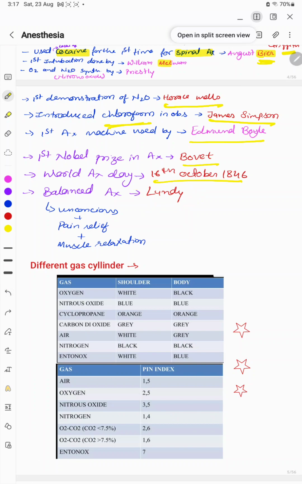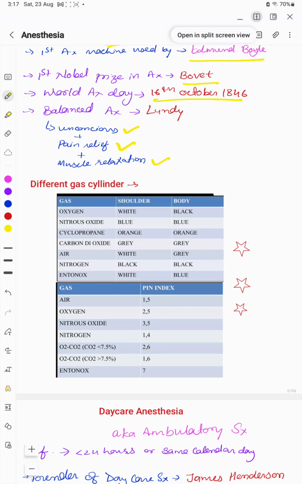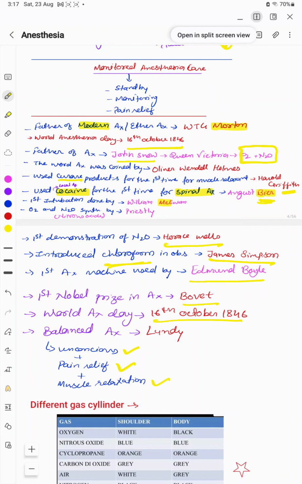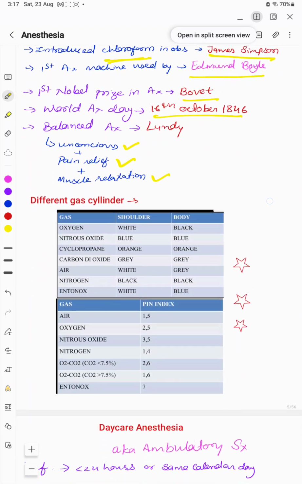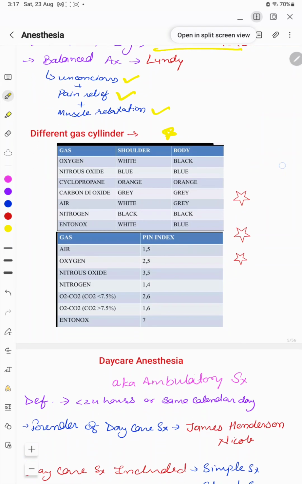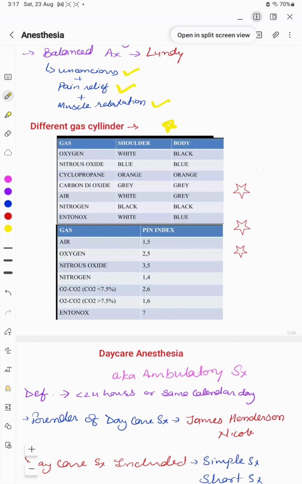But what is balanced anesthesia? When a person is completely unconscious, doesn't feel pain, and muscle is completely relaxed. This is called balanced anesthesia, and first it was demonstrated by Lundy. Here they didn't ask any questions from these topics. Now, this is a very important topic, different gas cylinders, because they ask what is the color of a cylinder when you do internship.